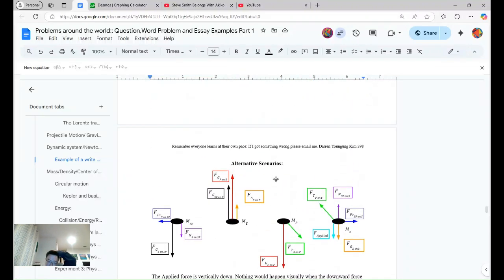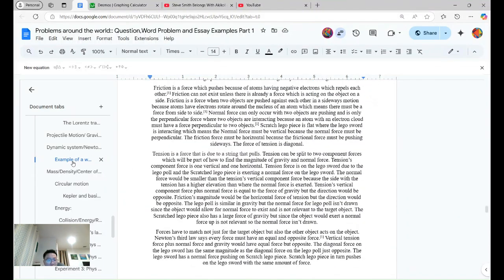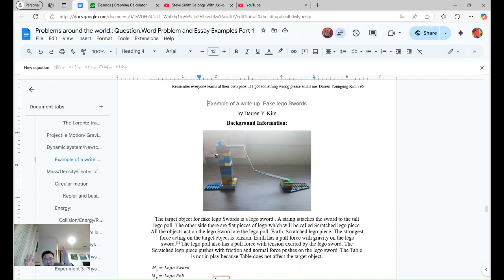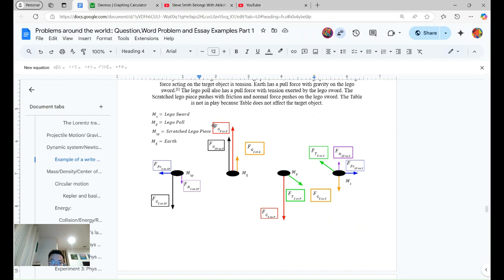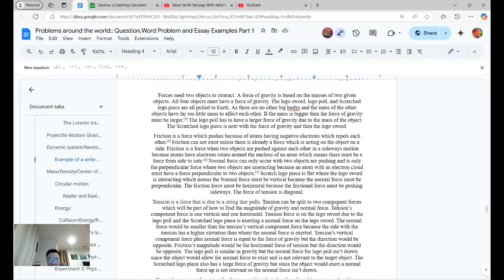Okay, so first off, we're gonna go with an example of writing a write-up. It was a fake Lego sword. I did this in high school a long time ago. I fixed the mistake that the professor, no, it was actually a teacher in this case because I was in high school, gave. The mistake was about the tension and needs to be pull.